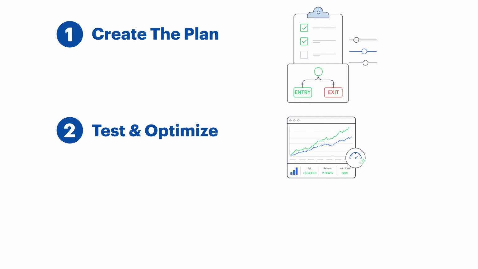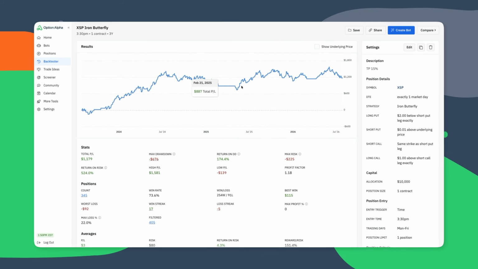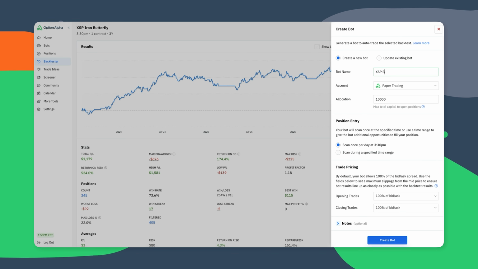And that's exactly why we use the trade with a plan framework. Create the plan, test and optimize, and automate the plan. You define the management rules first, then you test whether they make sense in the backtester. Then, once they are clear enough, they become automation logic. But the order matters. The plan comes first.